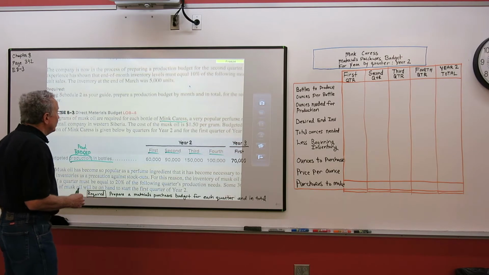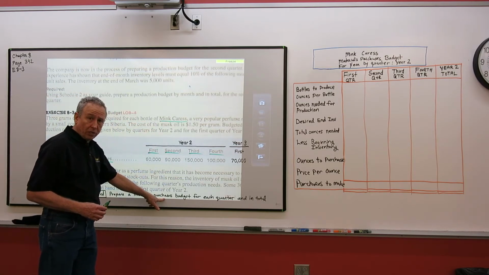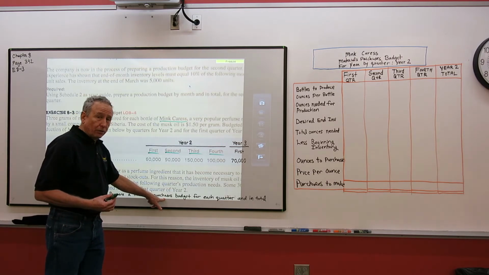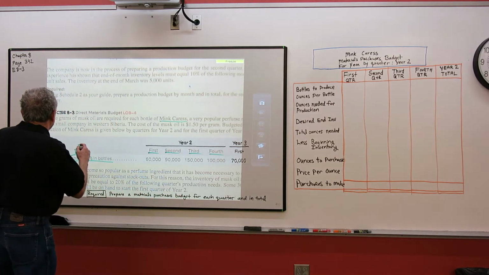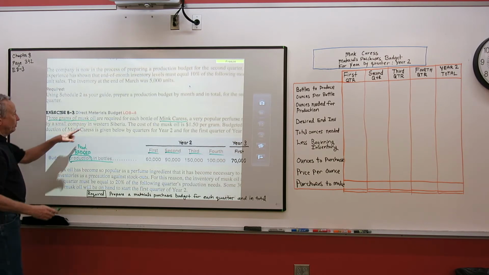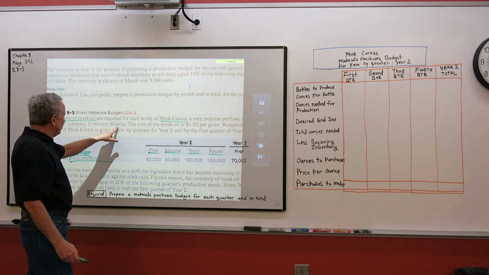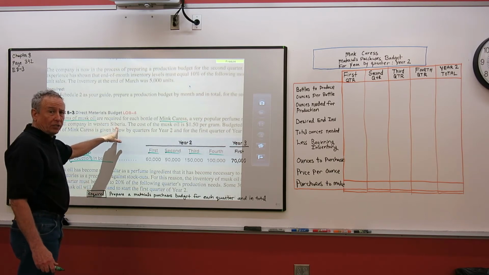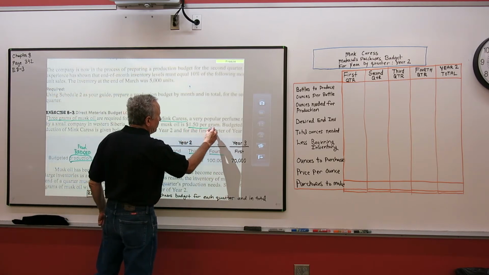They're asking us for Mink Caress, would you go ahead and prepare the materials that we're going to need? Not the bottles that we're going to produce, but the actual amount of material. Let's go back and see. It takes 3 grams of musk oil for each bottle of Mink Caress. It says it's a small company in Siberia. I'm pretty sure in Siberia they too like to use the boomerang. Anyway, the cost for the musk oil is $1.50 per gram.